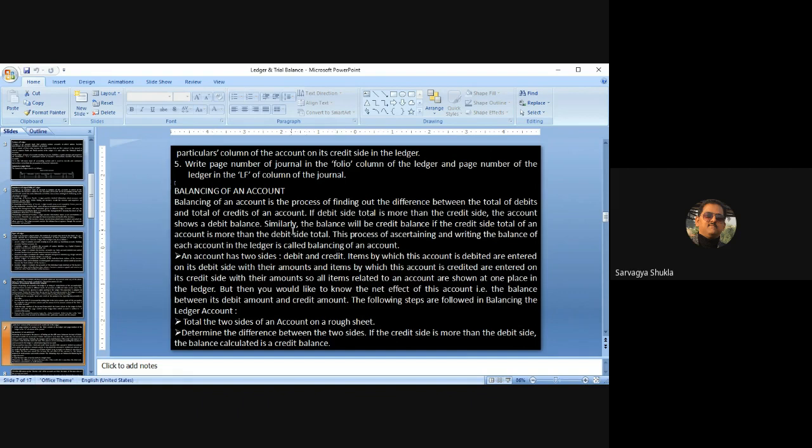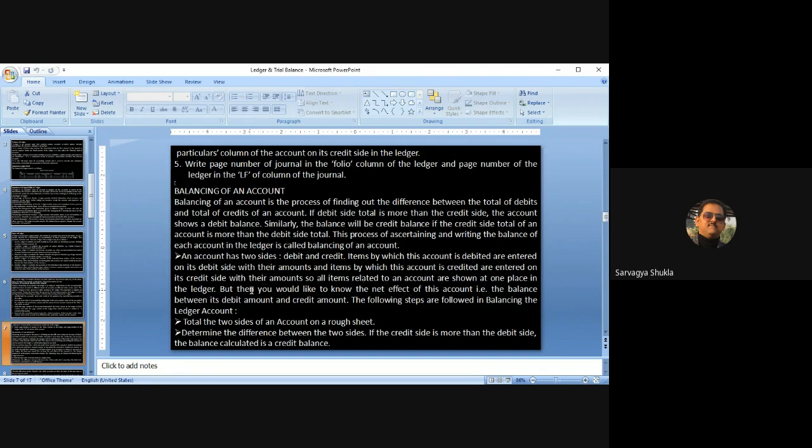Similarly, if the credit side has a greater total than the debit side, we have to write on the debit side "To balance c/d" with the balancing amount. An account has two sides, debit and credit. The items by which this account is debited are entered on the debit side with their amounts, and the items by which the account is credited are entered on its credit side with their amounts. So all the items related to an account are shown in one place in the ledger.